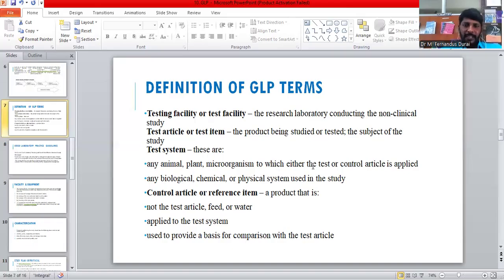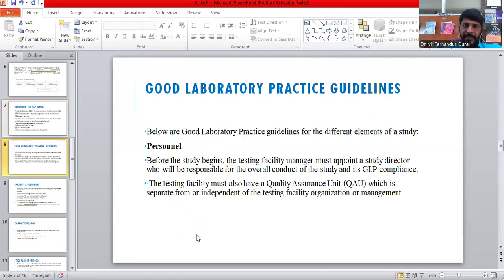So the control system will be one. These are the systems that will be applied for the test. Any biological, chemical, or physical system used in the study. The control article or reference item is a product that is not the test article, or a feed or water, applied to the test system, used to provide the basis for comparison with the test article.